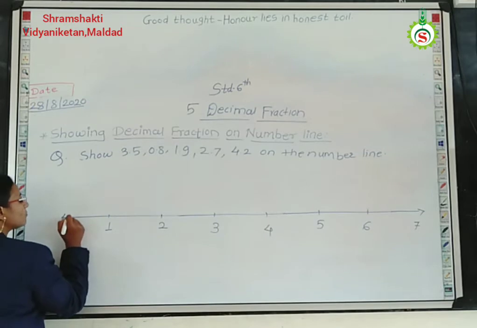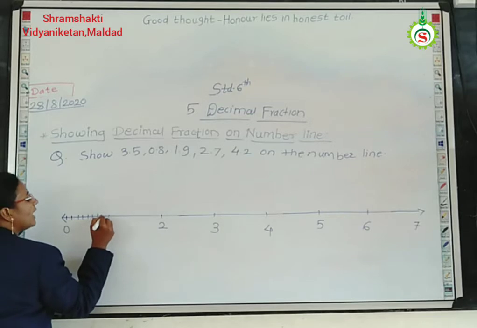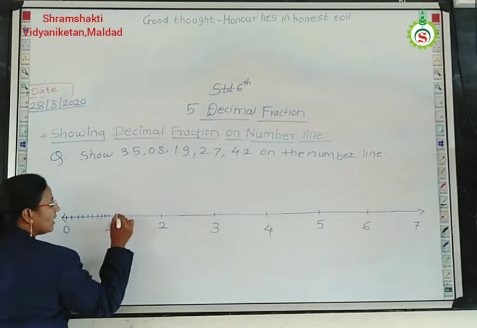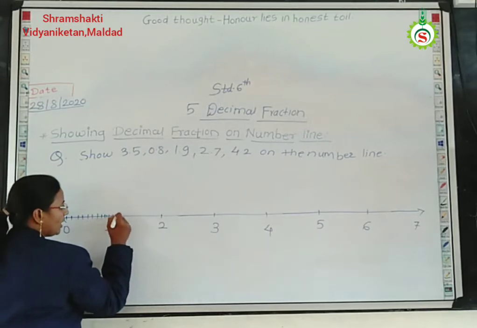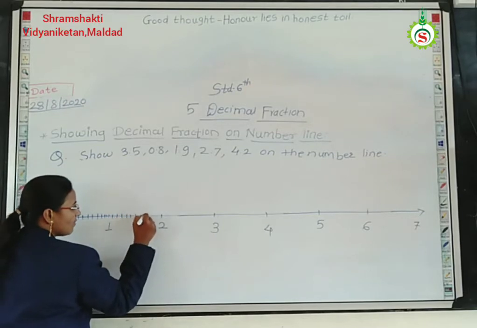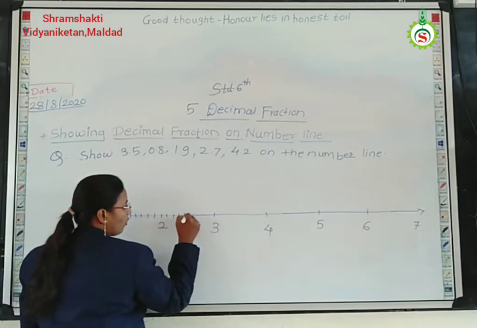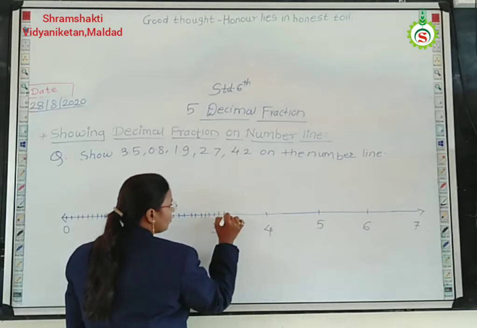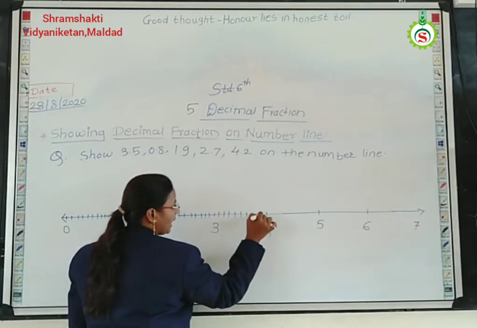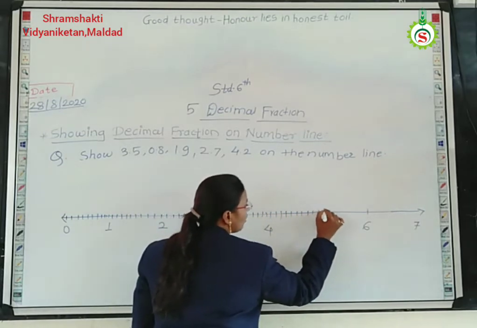Here 0, 1, 2, 3, 4, 5, 6, 7, 8, 9, 10. Okay student. Now again, divide the 1 to 2 unit into 10 equal parts. 1, 2, 3, 4, 5, 6, 7, 8, 9. Then again 1, 2, 3, 4, 5, 6, 7, 8, 9 and 10. Again divide all units into 10 equal parts.